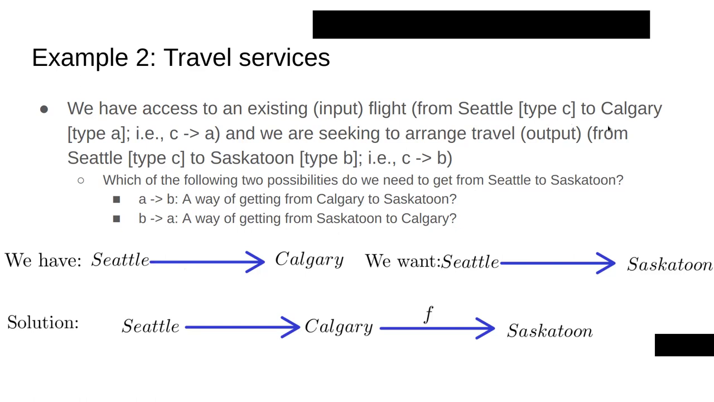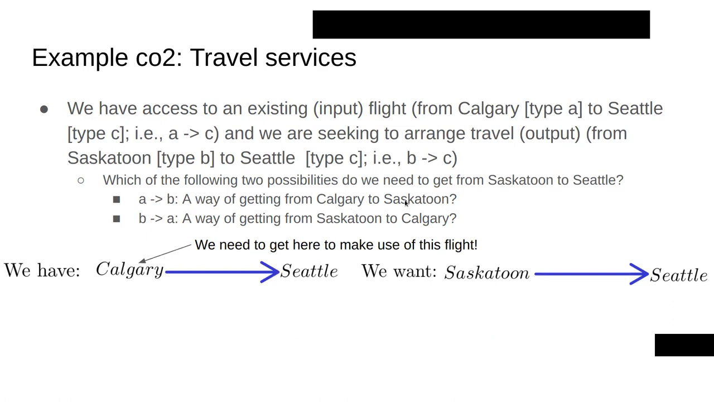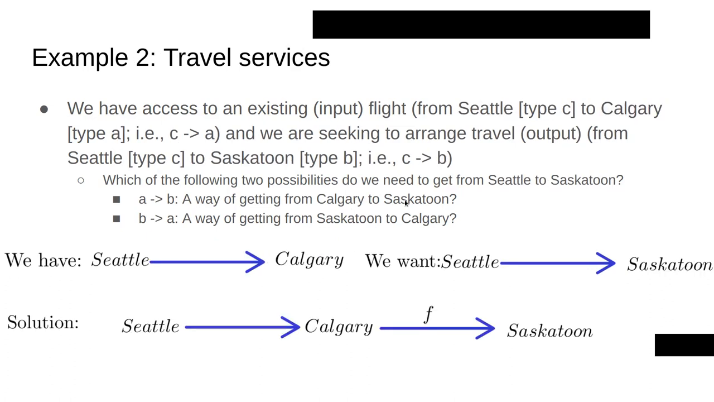We know there's a flight from Seattle to Calgary, and if we want to go Seattle to Saskatoon, we just need to take this flight, and then we get the output of that flight, which is Calgary, and take it into the input of the next flight. So we need to go from Calgary to Saskatoon. That's exactly right. We need to go Seattle to Calgary and Calgary to Saskatoon.